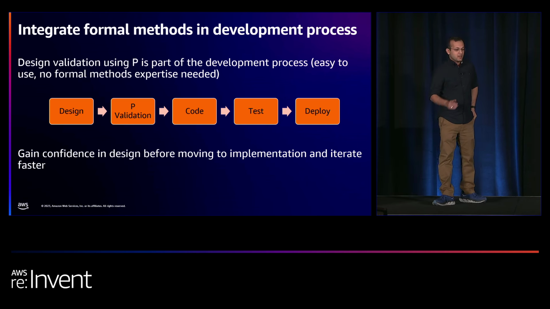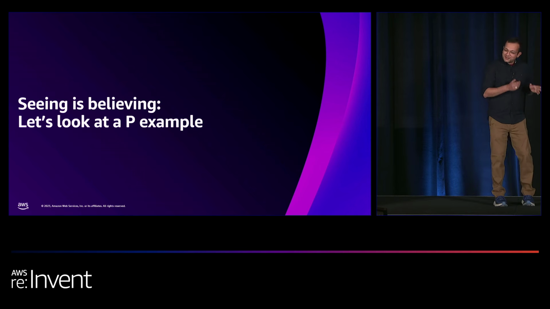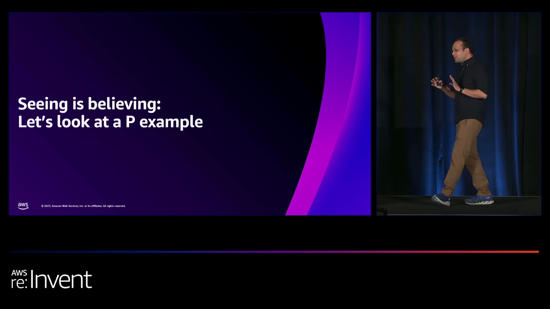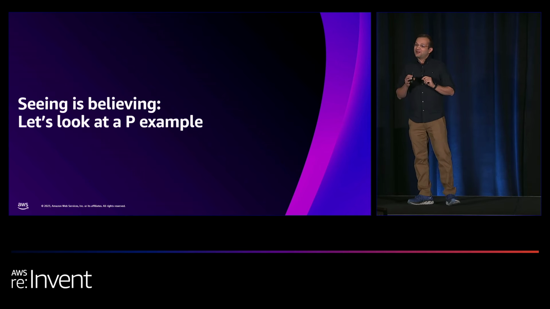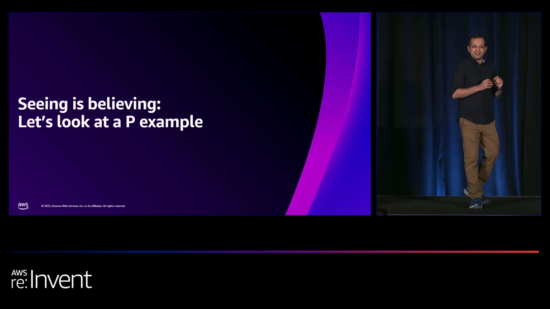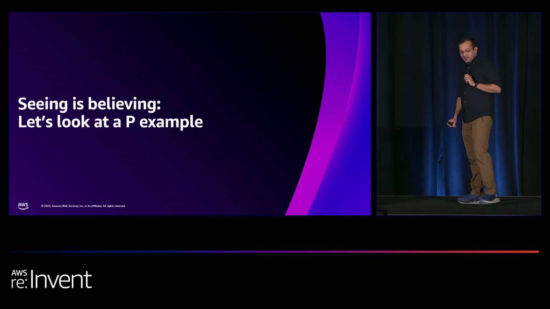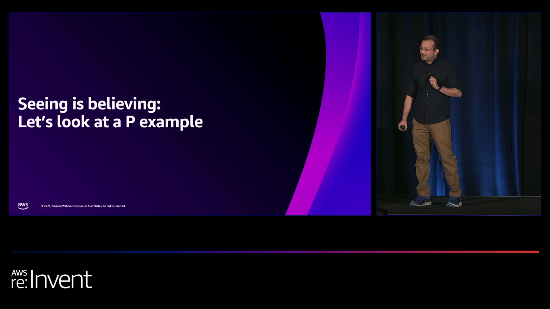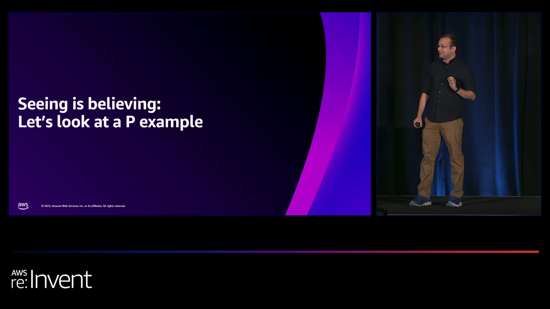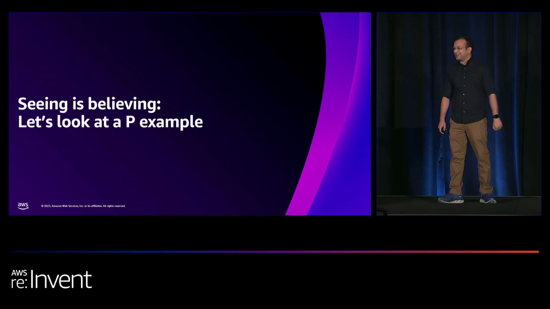Okay? So at this point we know what formal methods is, we know what P is and how AWS is using it. Now is a good time to look at an example for P, because I know that seeing is believing, right? So that you start believing what I'm saying.